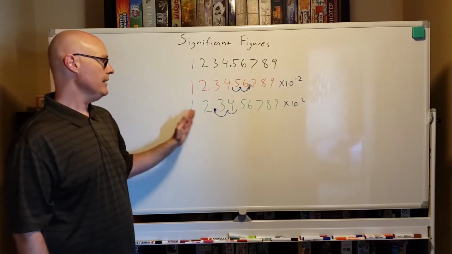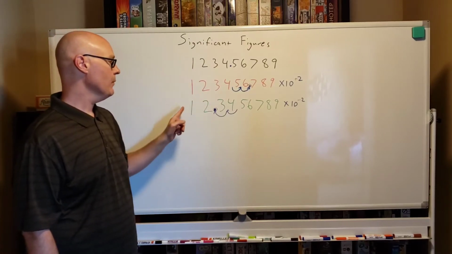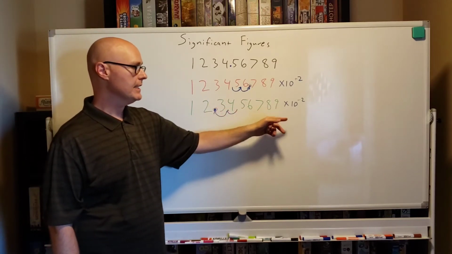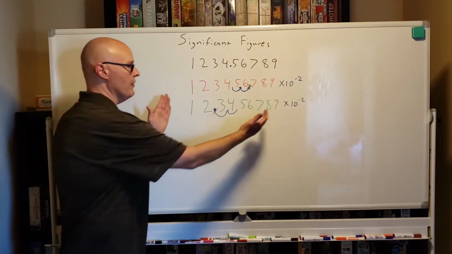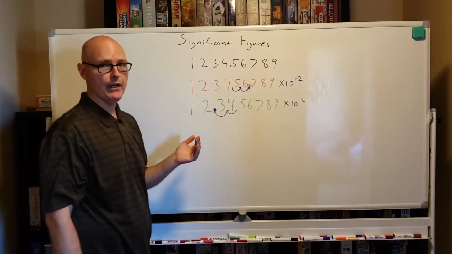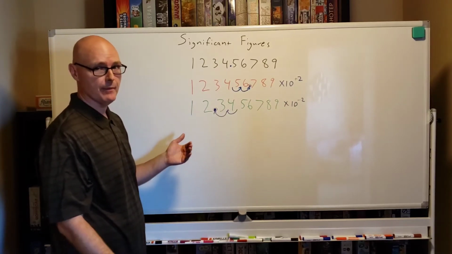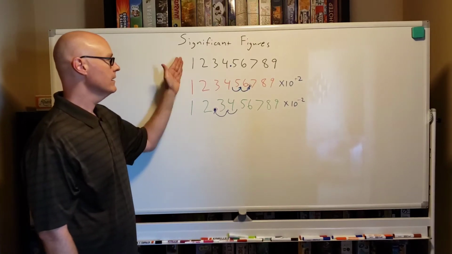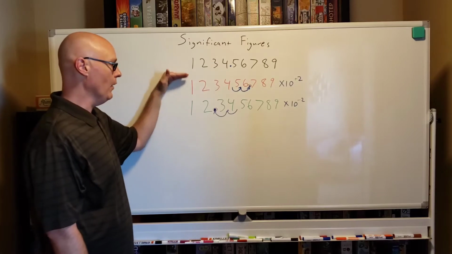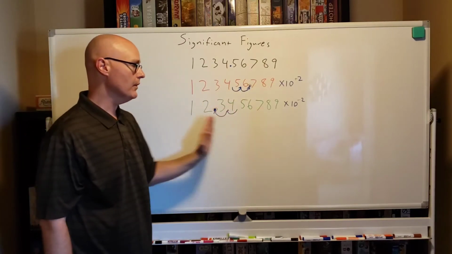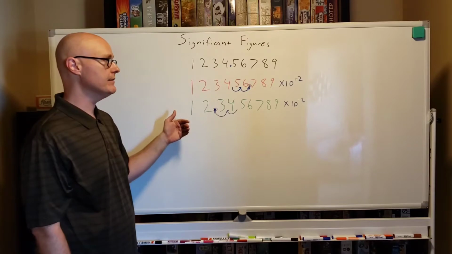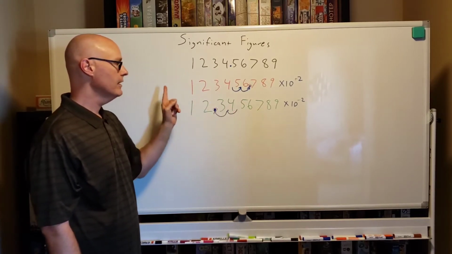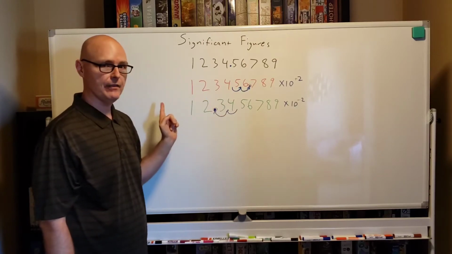I could also say this number is 1.23456789 times 10 to the minus 2. If I took this number and divided it by 100, or multiplied it by 10 to the minus 2, or multiplied it by 0.01, I would get this number right here. So these are all three the same number, different ways of expressing the same number. And in each case, I have all 9 of my significant figures.